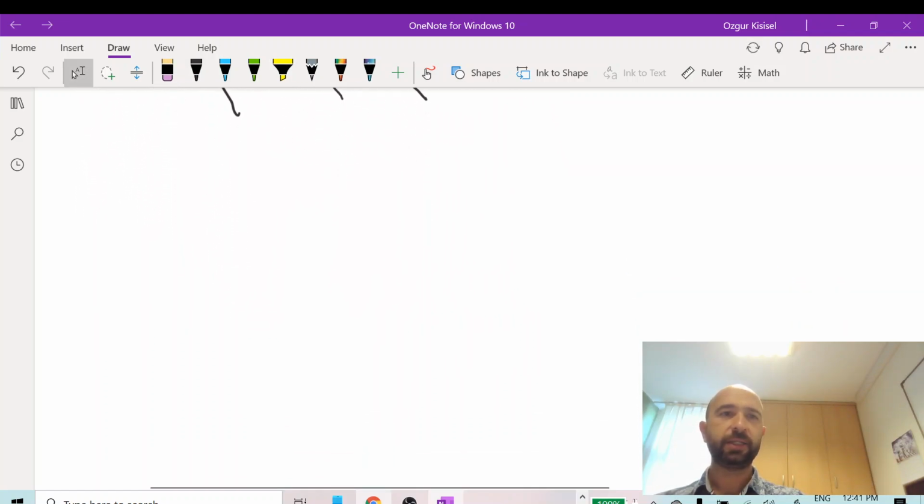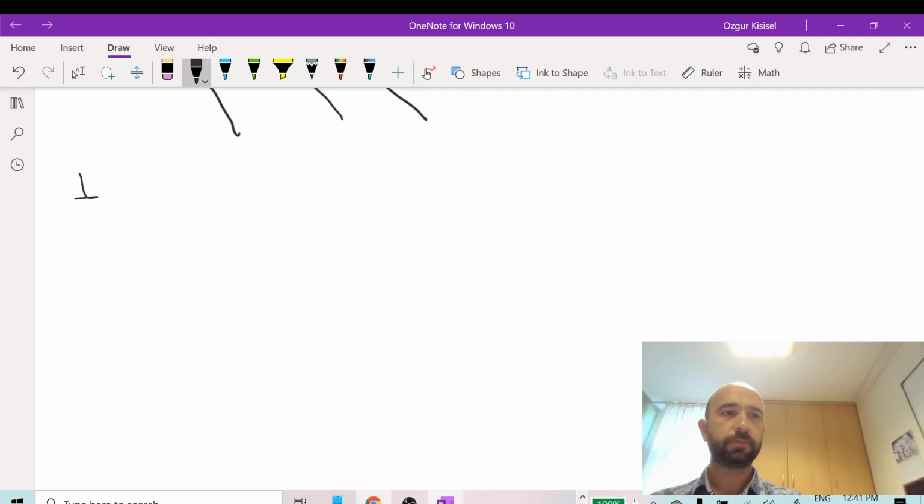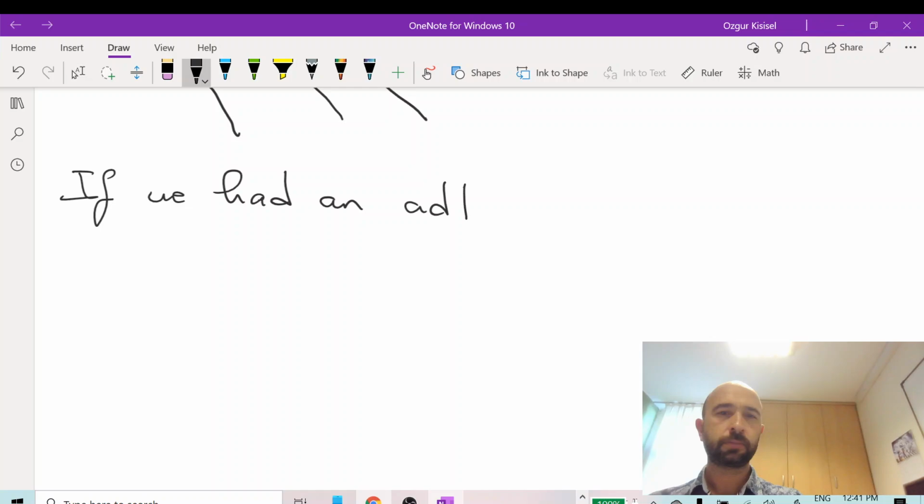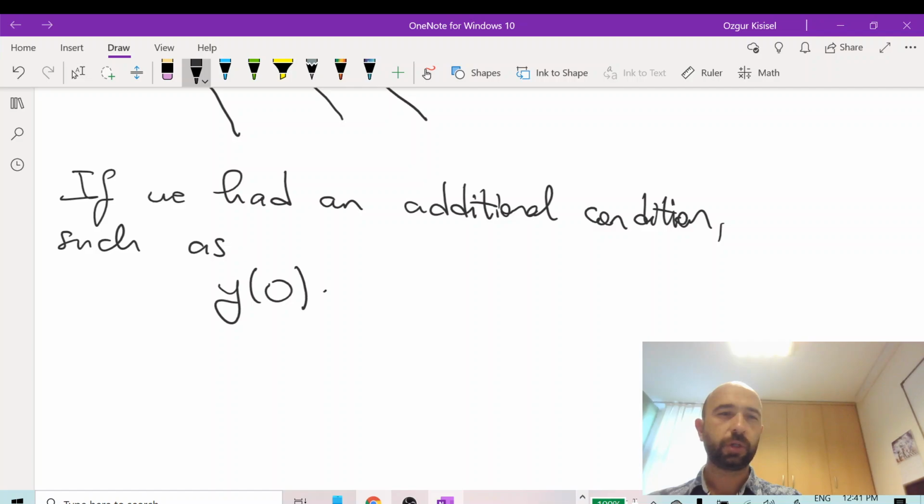Now, if we had an additional condition in this example, such as, let me make up one, y0 equals 5, okay, then we would have a unique solution.